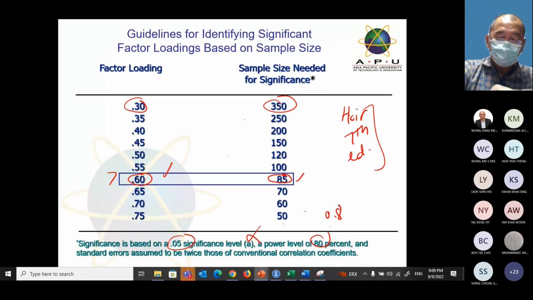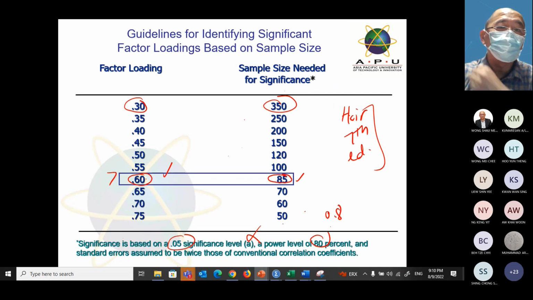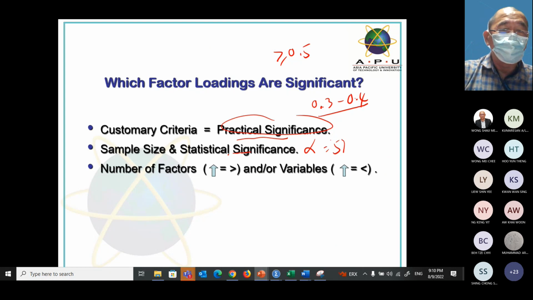So this second guideline means we also see the sample size, right? And also the statistical significance, alpha. Alpha is 5% for this table. So if no question, now we see next. Next is the number of factors. Let's say number of factors more.